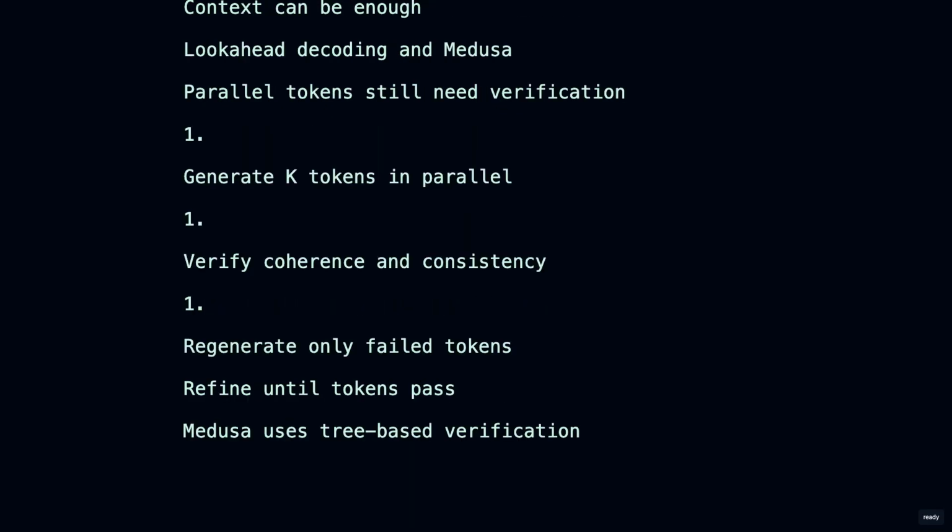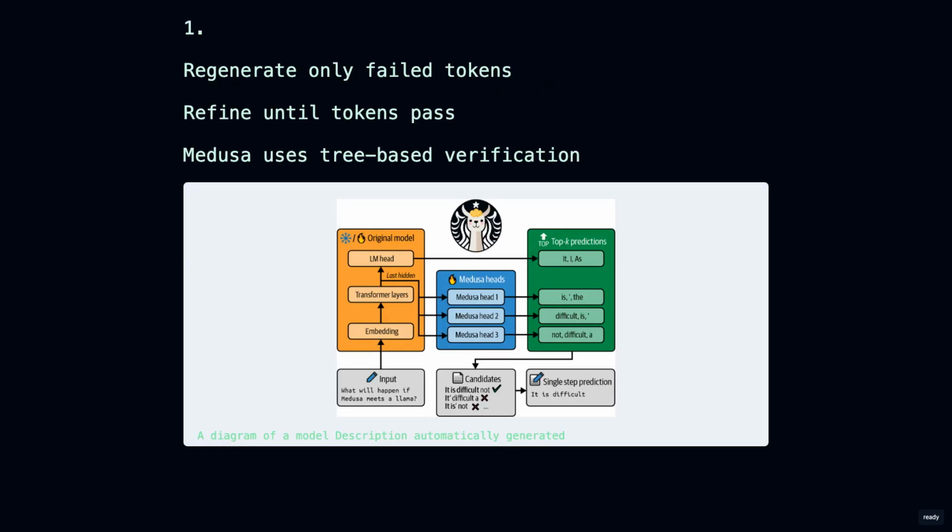Medusa handles verification differently by building a tree of candidate continuations. From that tree, the system selects the most promising sequence. This diagram illustrates the tree-like selection process in Medusa. Notice how each head contributes multiple options, and the system chooses the best path through them.